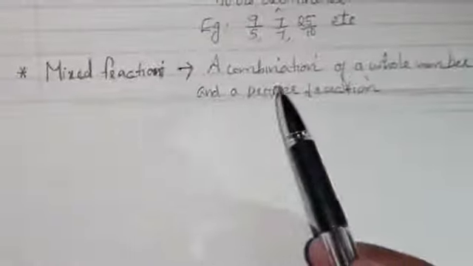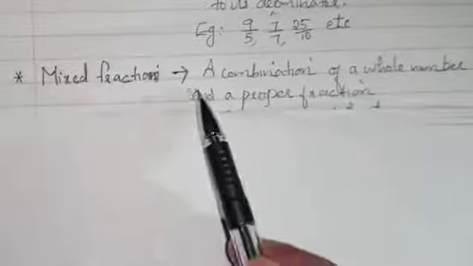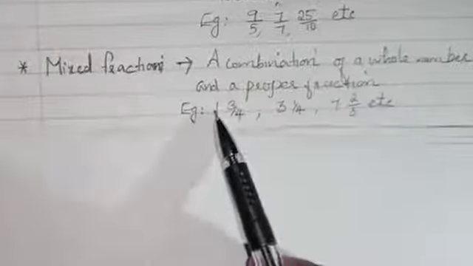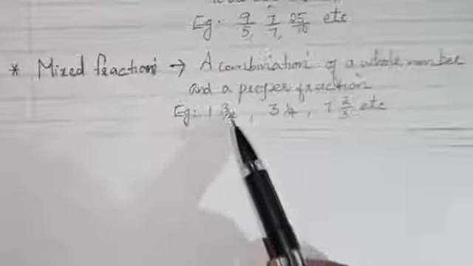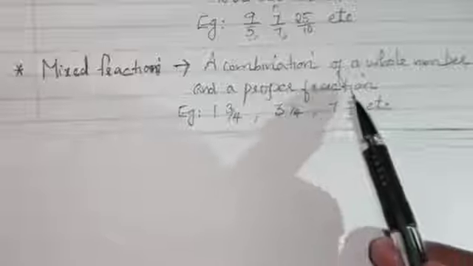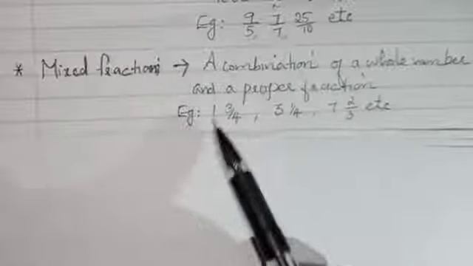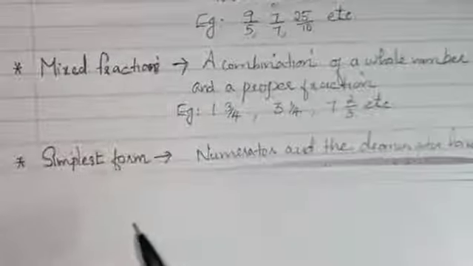Then mixed fractions. A mixed fraction is a combination of a whole number and a proper fraction. For example, 1 3 by 4. Here 1 is the whole number and 3 by 4 is the proper fraction. Also 3 1 by 4, 7 2 by 3. These are examples of mixed fractions.